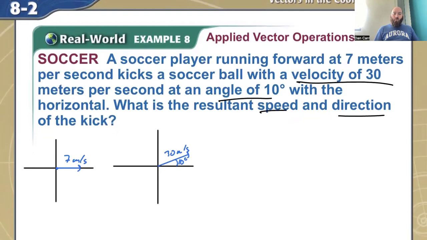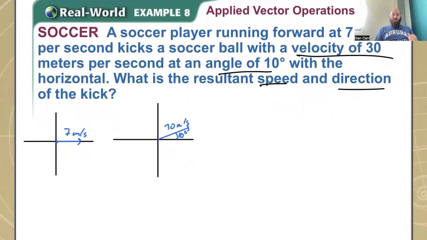Okay, so what we get is a resultant speed and direction of the kick overall that is going to be a combination of these two. So in order to do this, the first thing I want to do is break down my kick into a horizontal and a vertical component. Okay, so just like we did before, my horizontal is going to be related to cosine here, just like last time.